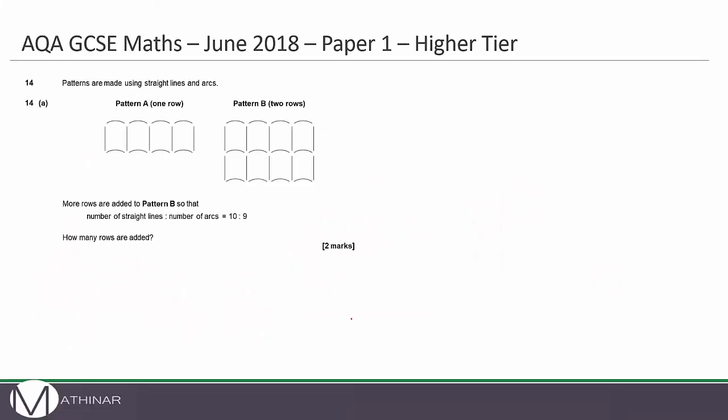Patterns are made using straight lines and arcs. Pattern A was one row, so we have these arcs, 1, 2, 3, 4, 5, 6, 7, 8 arcs, and we have 1, 2, 3, 4, 5 straight. Pattern B, we have 4, 8, 12 arcs, and 5 times 2, 10 straight.